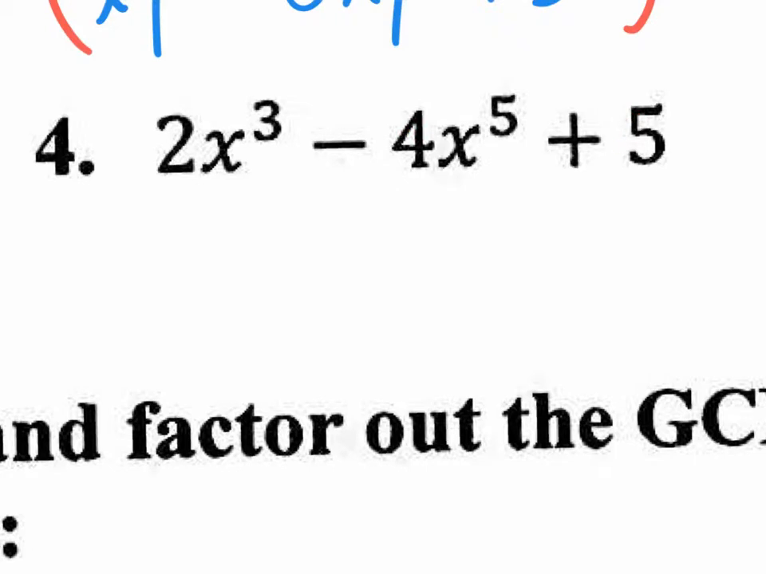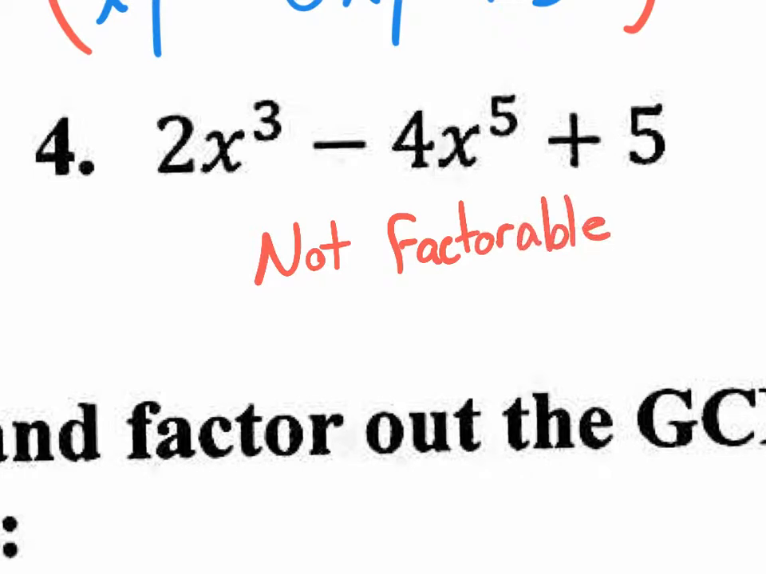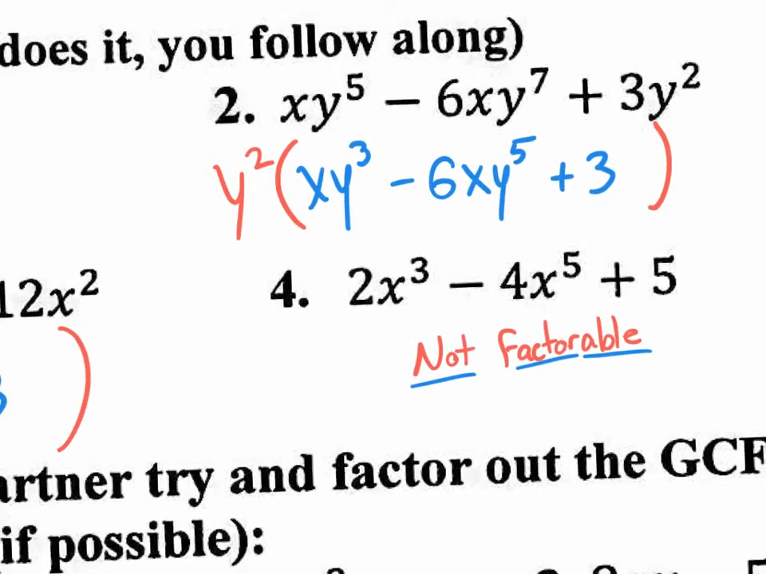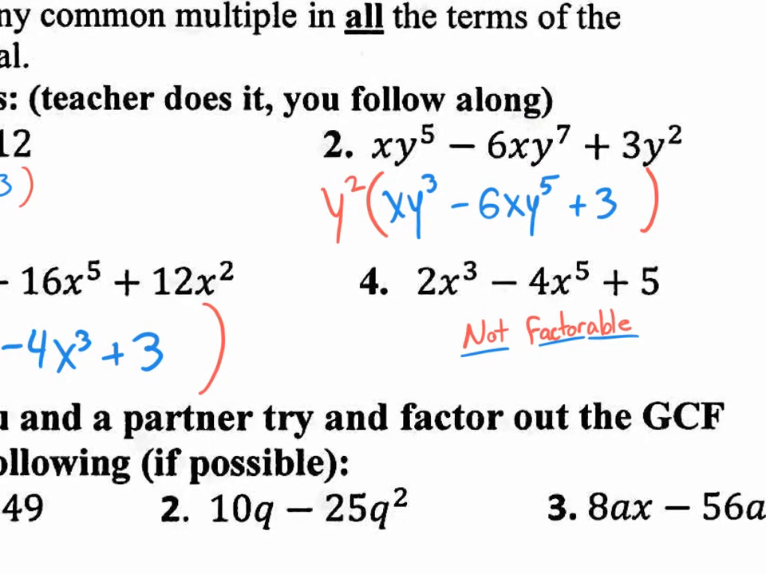So now what are they asking us to do here? They're asking us to factor. Okay. So if we cannot factor, that's what we're going to write. We're going to write not factorable. Now, what does that mean? That means that you're not able to factor it. Not factorable. So sometimes you just can't pull out. There is nothing in common.